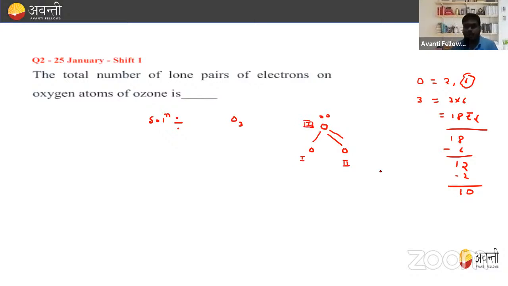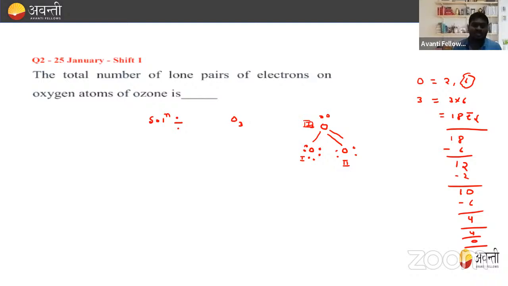If I'm talking about oxygen number 1, it has only one bond, that is 2 electrons. So how many electrons does it need to complete its octet? 6 more electrons. That is 2, 2, 4, and 2, 6. Minus 6, the remaining electrons are 4. And oxygen number 2 needs just 4 electrons. So this is 0 equal to 0. It means this is a correct structure.